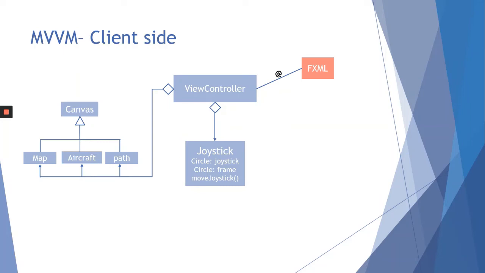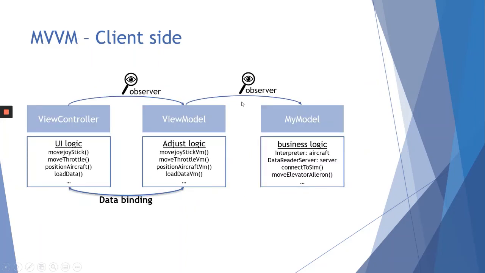Now, let's discuss the client side. As I told you before, we use the MVVM architecture for the client side. For the view controller, you can see that there are four data members: the joystick, the map, aircraft, and path that extends canvas, and the FXML connection. Here you can see three major classes: the view controller, the view model, and the model. As you can notice, the relation between these three major classes uses observer pattern and data binding.